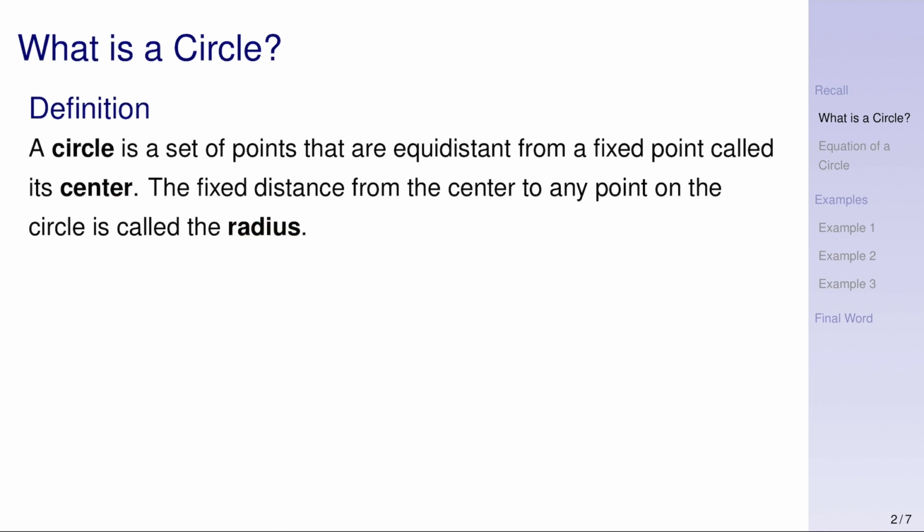It's kind of hard to understand what a circle is just by looking at the definition, so let's visualize what is happening here. Let's say we have a fixed point called the center, which we denote by C, and let's say we have a distance which we will call R for radius. What this definition tells us is that a circle is the set of points, such as this one, wherein its distance from the center is R.